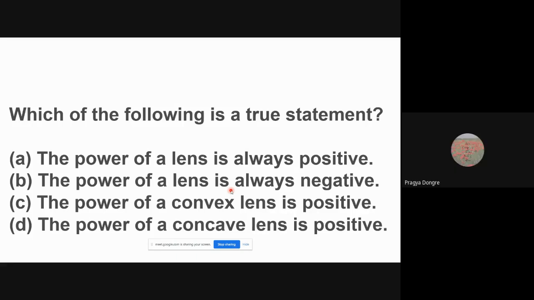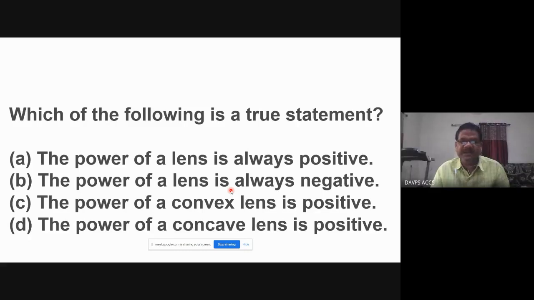No, sir. For a convex lens, it is positive. For a concave lens, it is negative. The power of a convex lens is positive. The power of a concave lens is positive, that is wrong for concave. So C is the answer. Very good.